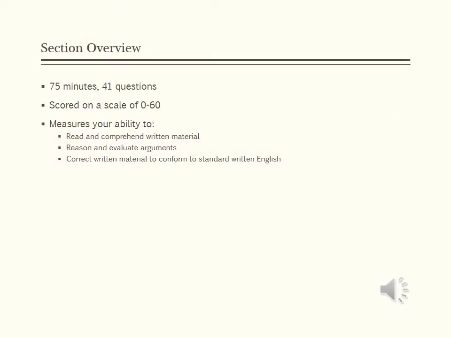The verbal reasoning section of the GMAT is 75 minutes long with 41 questions, and it is scored on a scale of 0 to 60. It measures your ability to read and comprehend written material, reason and evaluate arguments, and correct written material to conform to standard written English.